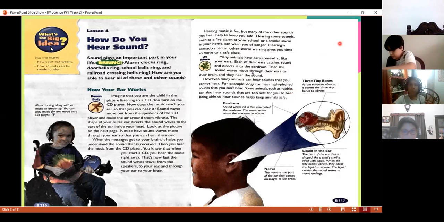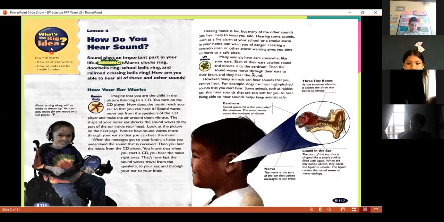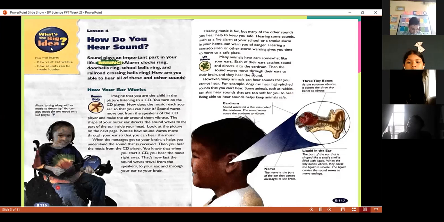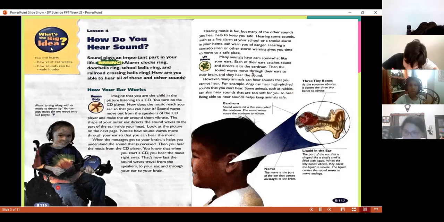So animals and humans have ears, yes, but they work differently. We listen in different ways to the sounds or the noises. It can be so high for us or so loud for us, and different from them.